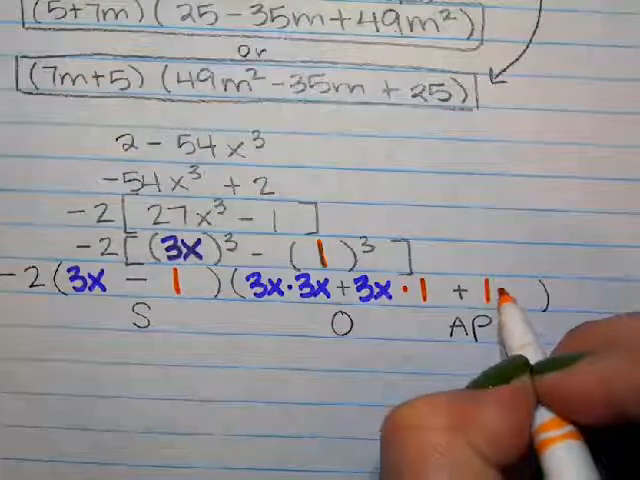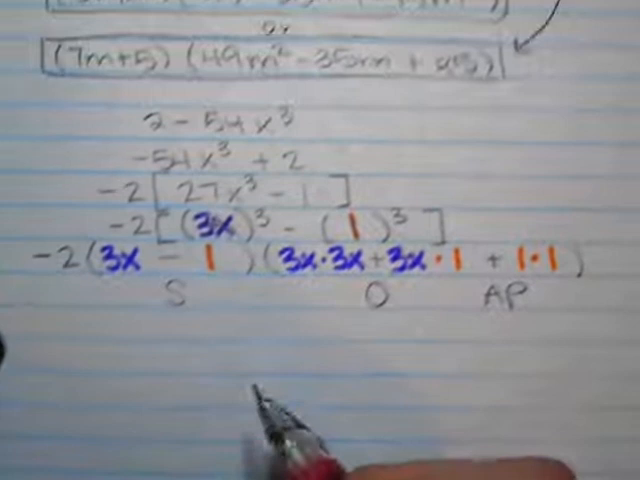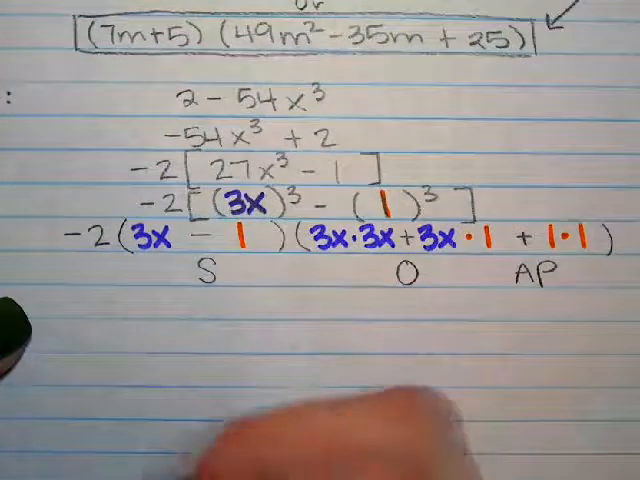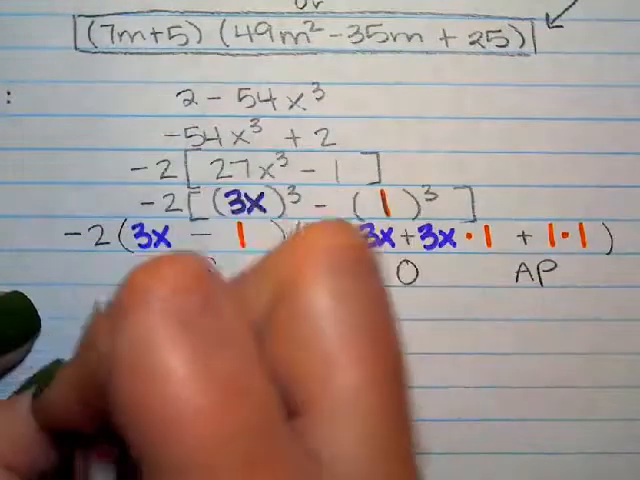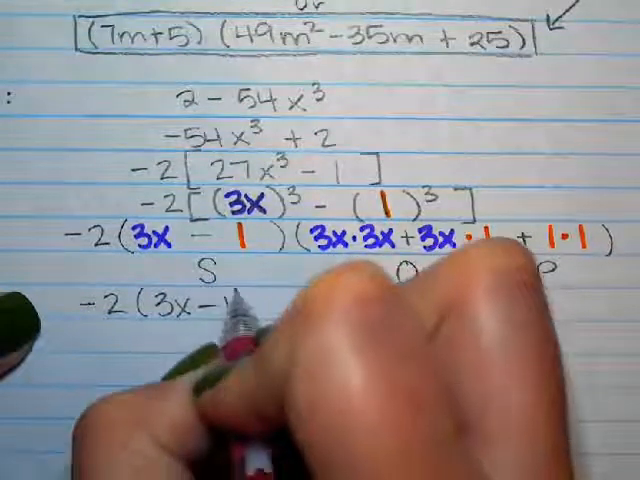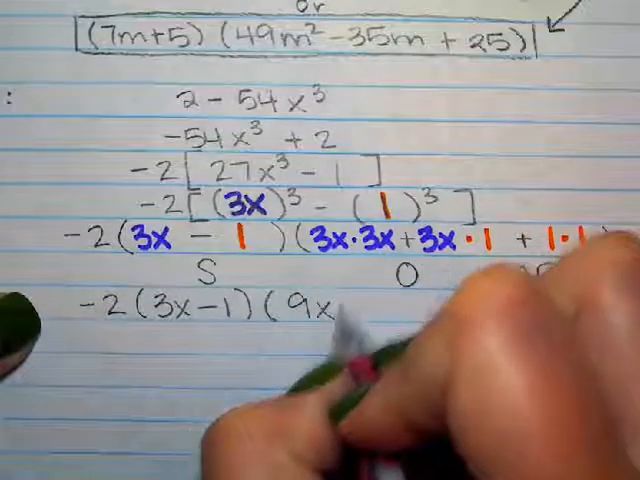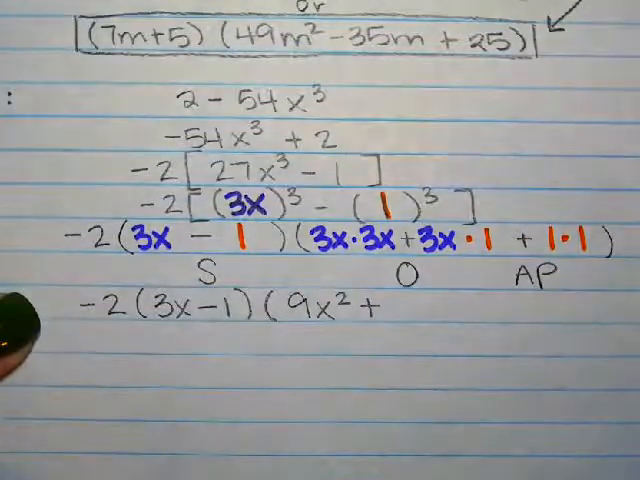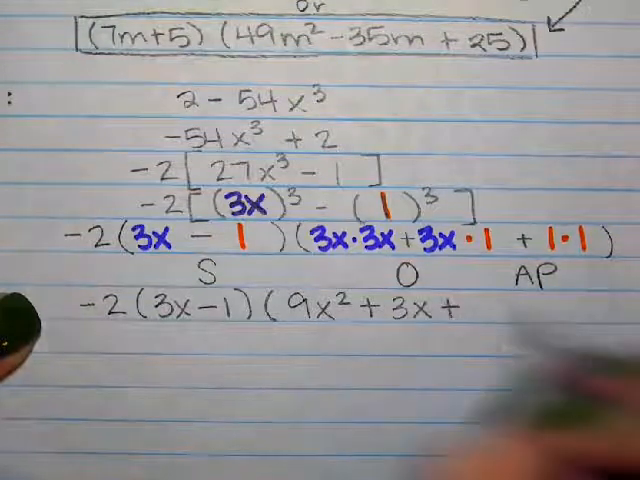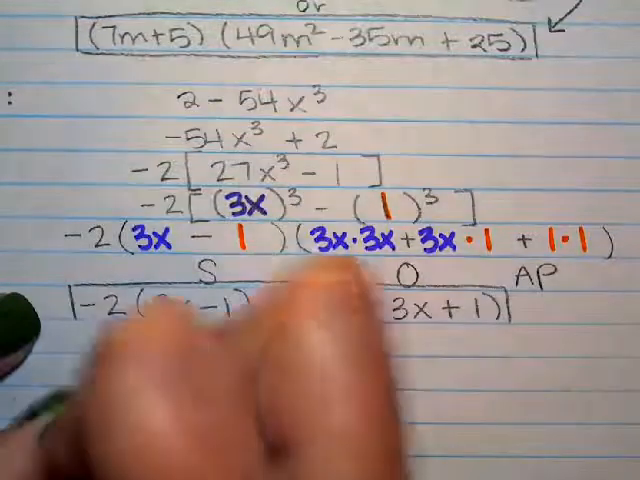So at this point, I am ready to rewrite the factors in simplified form. So I've got negative 2, 3x minus 1. 3x times 3x is 9x squared. 3x times 1 is 3x. 1 times 1 is 1. And there's my answer.